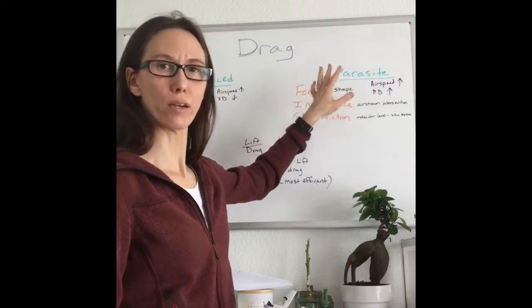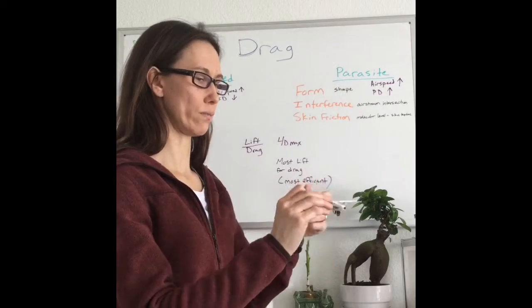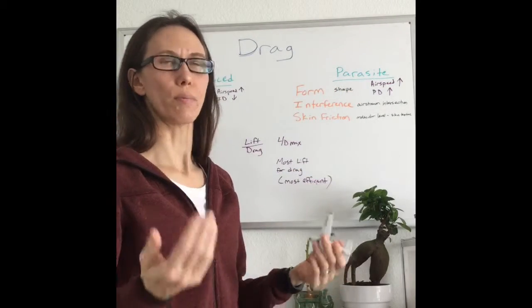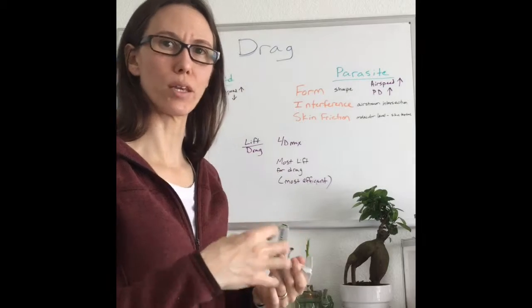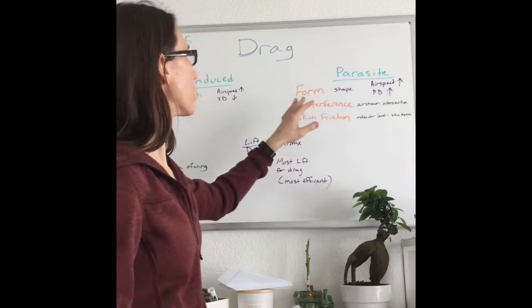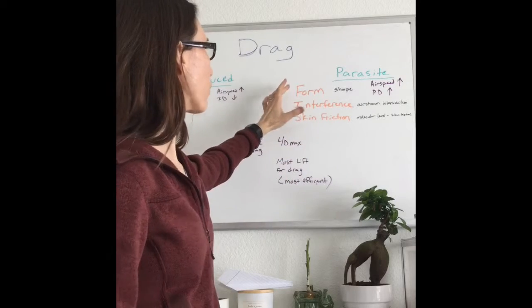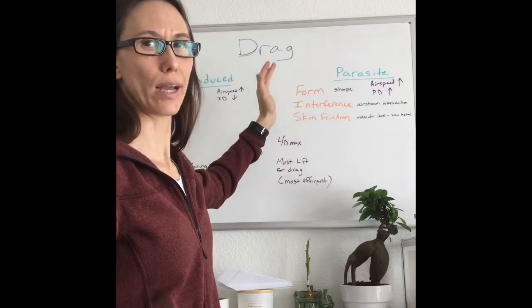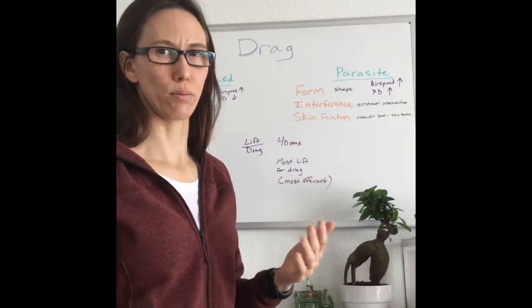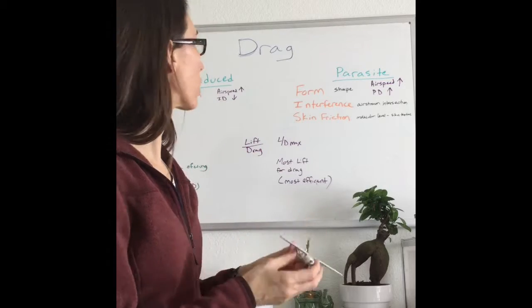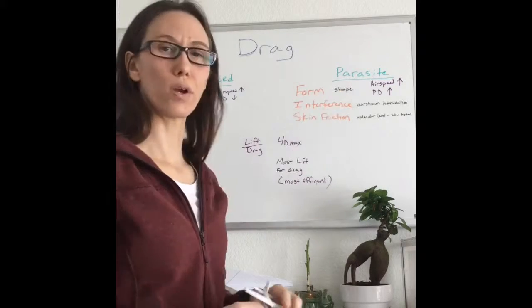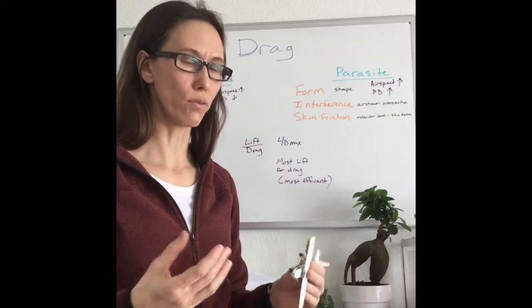But the other type of drag is going to be the parasite drag. If you think about what a parasite is, something that latches on to something and holds on for dear life. So the different kinds of parasite drag are form drag, interference drag, and skin friction drag. So let's think about what those are. The form drag is going to be the most commonly thought of type of drag.